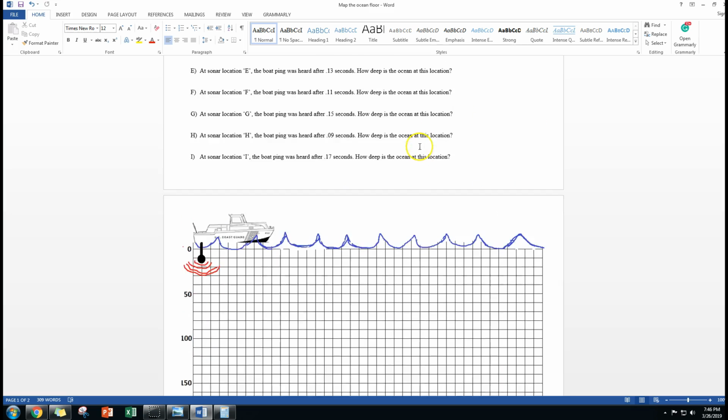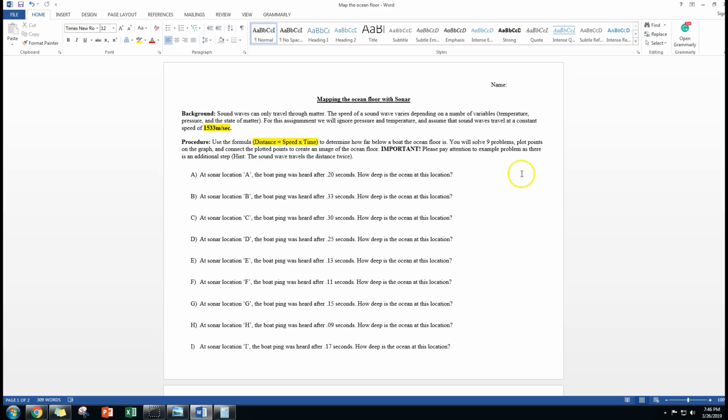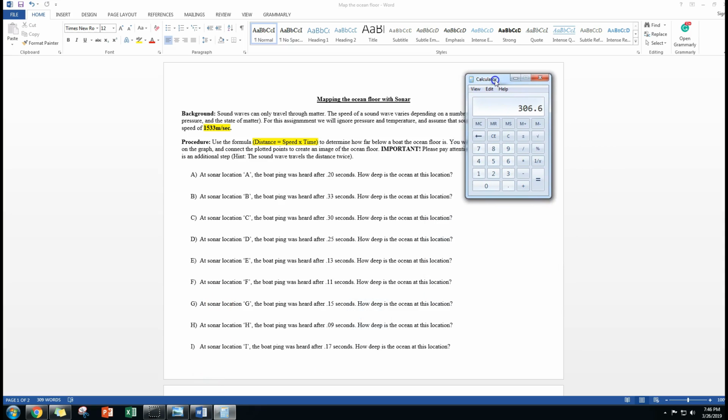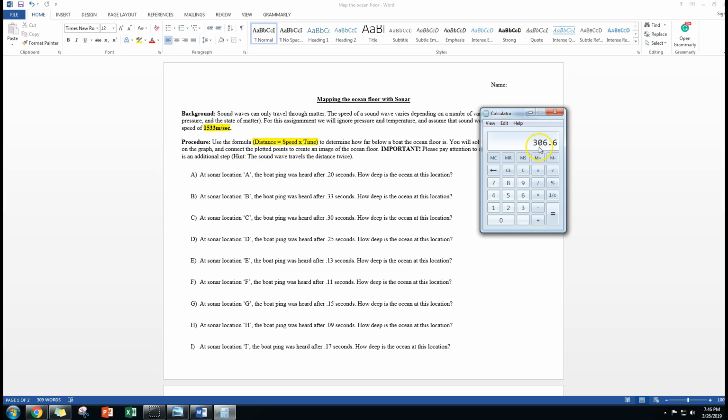So if it helps you to remember, just off here to the side, write down that your extra step is to divide all of your answers by 2. So here is my original answer, 306. Sorry, I'm a little dyslexic. 306 meters down to the bottom of the ocean floor and back up to the boat. We only want to know what it was to the ocean floor, so I'm going to divide my answer by 2, and it is 153.3 meters at location A to the bottom of the ocean floor.